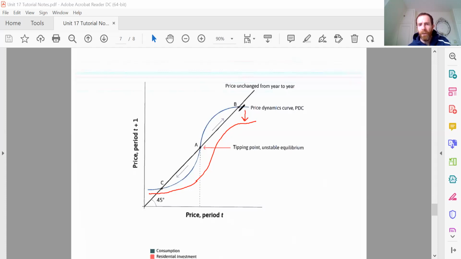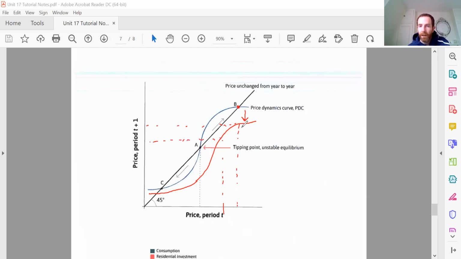So if we imagine that we start after some boom, right, that we've had years and years of increasing house prices and we've got to this higher upper bound, but then suddenly there's a loss of faith. So what does this new price dynamics curve show us? Well, that if this is where we are today, then tomorrow we are going to be at a lower price, right? And that's going to lead to an even lower price tomorrow.